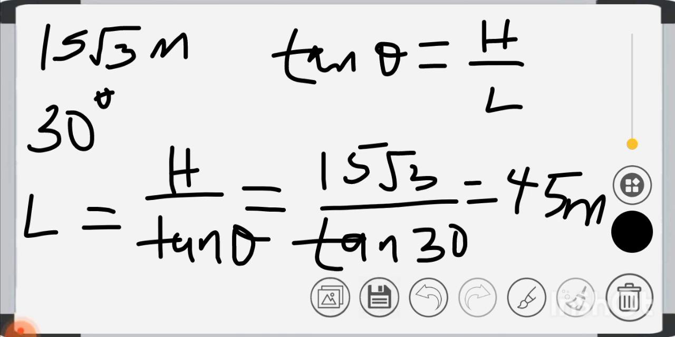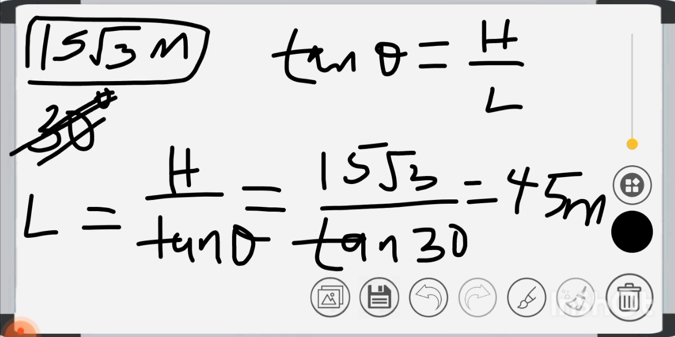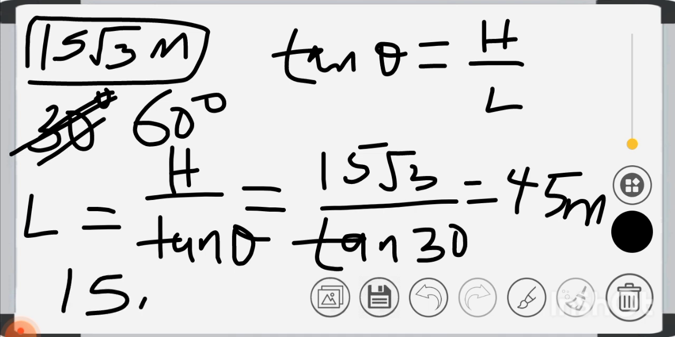So you can also go and calculate this same question. Calculate the length of shadow of a tree 15 root 3 meters high. At the time, the sun was 60 degrees high in the sky. Also calculate that. Let's see what you get. The length of shadow of that tree will be 15 meters. The height of this tree is 15 root 3 meters. So try and calculate that to see what you get.